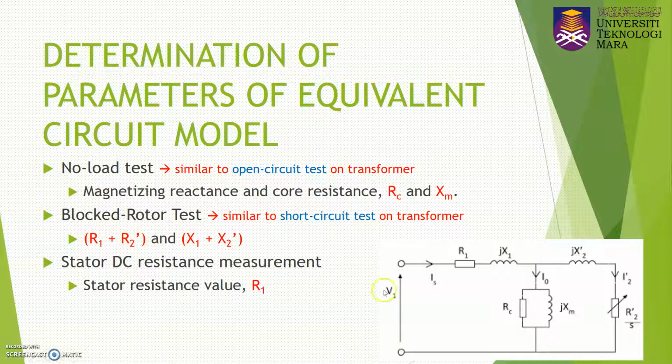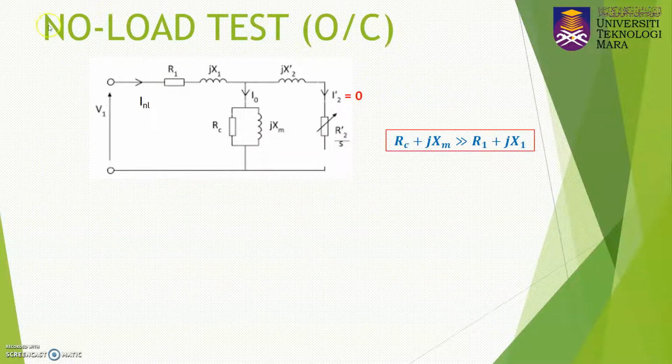So here is the equivalent circuit model for the induction machines. If you refer to the equivalent circuit model, in order to determine the values of RC and XM, we perform the no load test. In order to determine the values of R1, R2 prime, X1 and X2 prime, we perform the block rotor test. The value of R1 we can determine from the stator DC resistance measurement test. Now let's have a look at the first test, which is the no load test, or we can also call it the open circuit test.